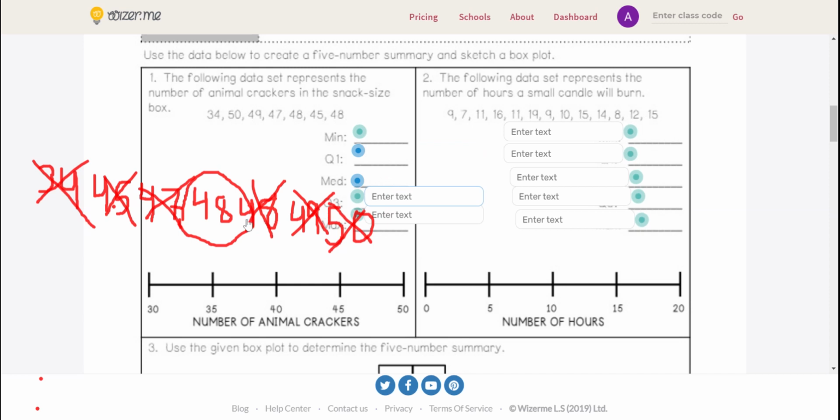My median of quartile 3, I do the same thing. I look for that middle number. It would be 49. And then my max number is my highest number in the set of data, which would be 50.